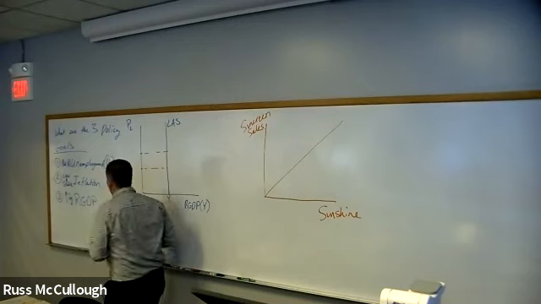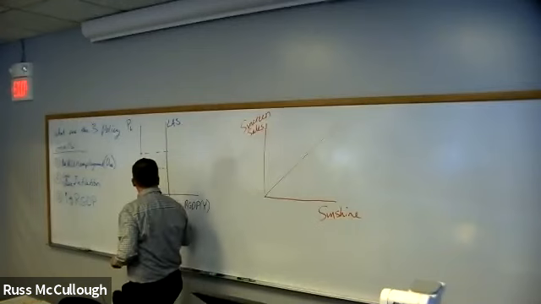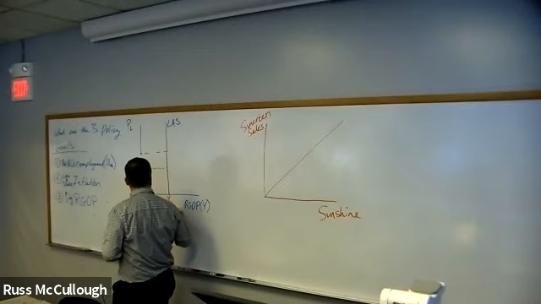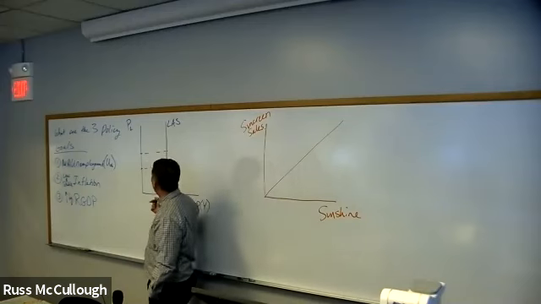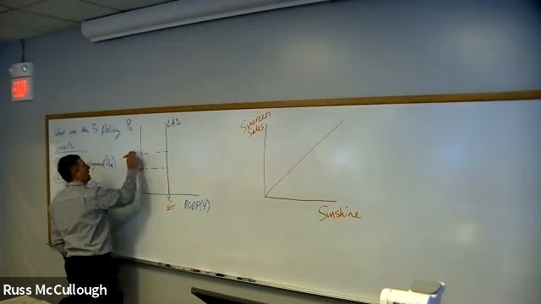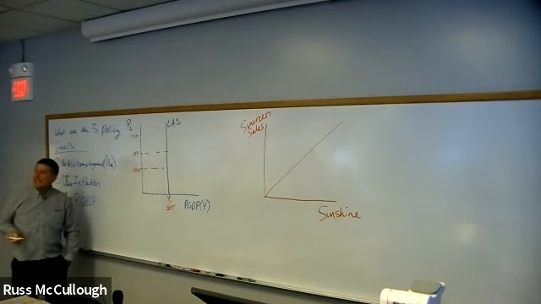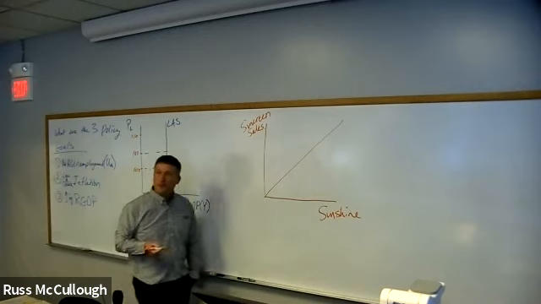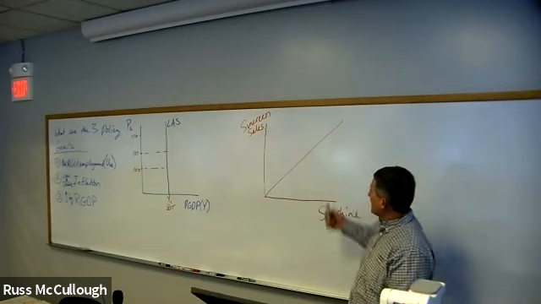Let's call it Y1. So at this level of real GDP, let's just say it's 20 trillion. So $20 trillion worth of real GDP, it doesn't matter if the price level is 100 or 107 or 110. That's what that means. They're independent of each other. Okay, and of course, this is a positive relationship.